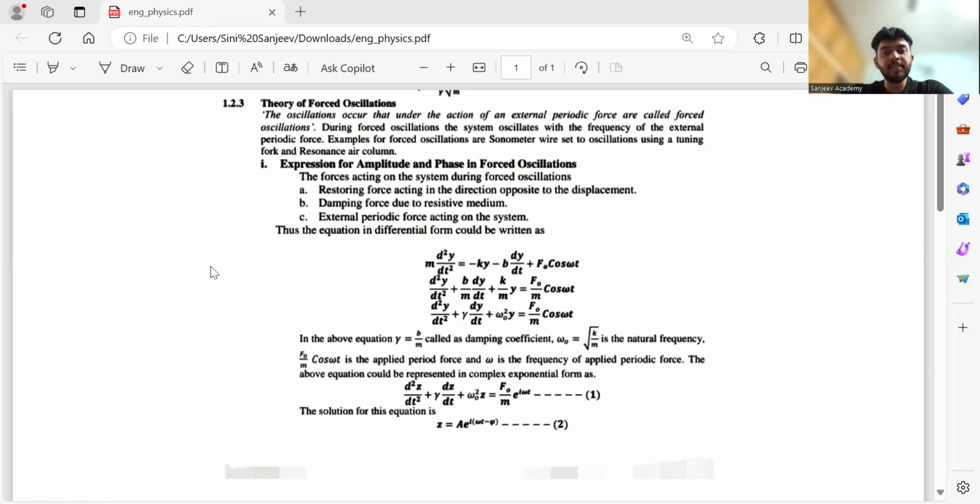So it depends upon three conditions. One is the restoring force which is acting, second is a damping force, and third is the external periodic force. These three things I'm going to put in a differential equation as shown. I'll just use a highlighter.